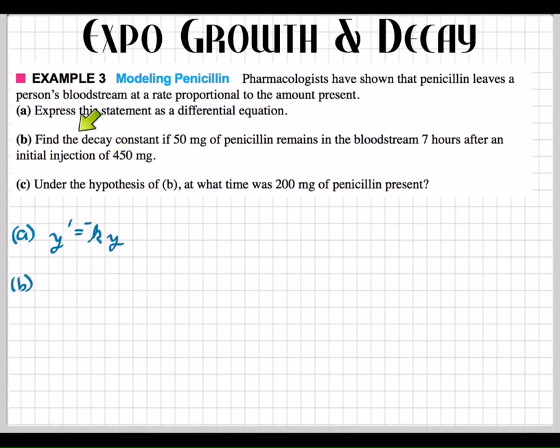Okay, I don't know if you guys remember logarithms, but here we go. Find the decay constant. Okay, the decay constant, that's what they're calling k right here. Find the decay constant if 50 milligrams of penicillin remains in the bloodstream after 7 hours. And so they did a little thing right here where they plugged in 7 hours and they got 50 after an initial injection of 450.